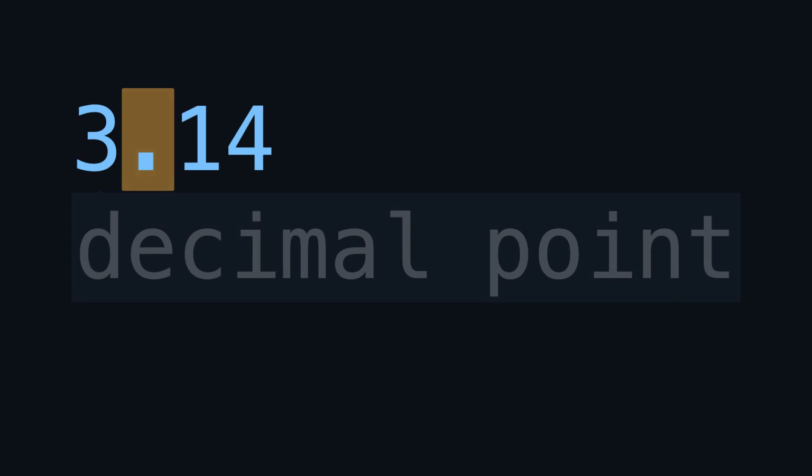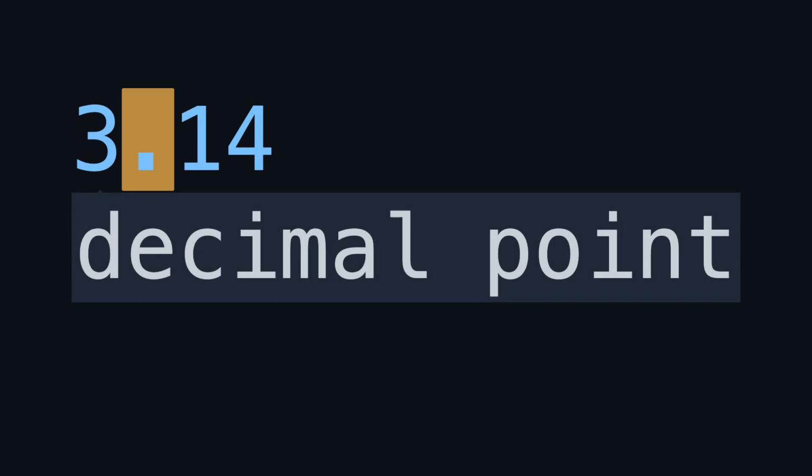Now, if we remove the decimal point from 3.14, we get 314, a completely different number and type. This emphasizes the importance of the decimal point in distinguishing types. That tiny dot makes a big difference. With the decimal, it's a floating point number. Without it, it's an integer. In Go, these are considered different types and are handled differently by the system.